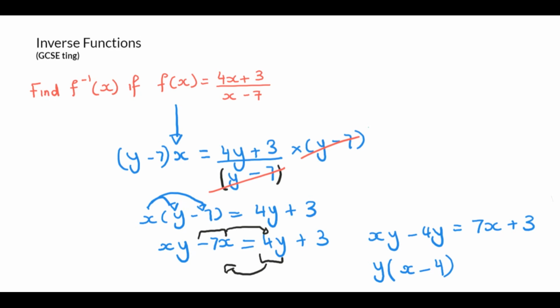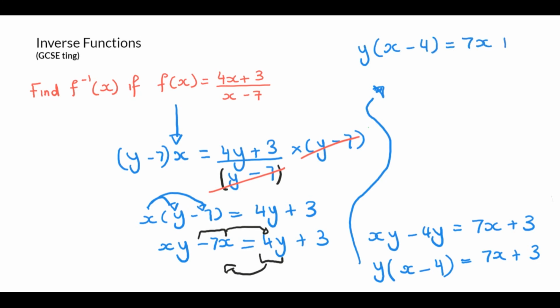Now this is equal to 7x plus 3. Obviously I'm going to take it up here because it's looking a bit nuts right now. So remember we got y(x minus 4) is equal to 7x plus 3.